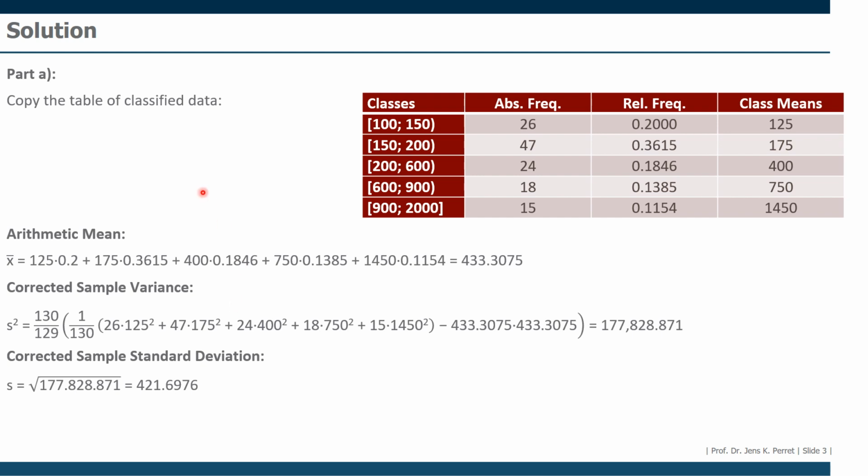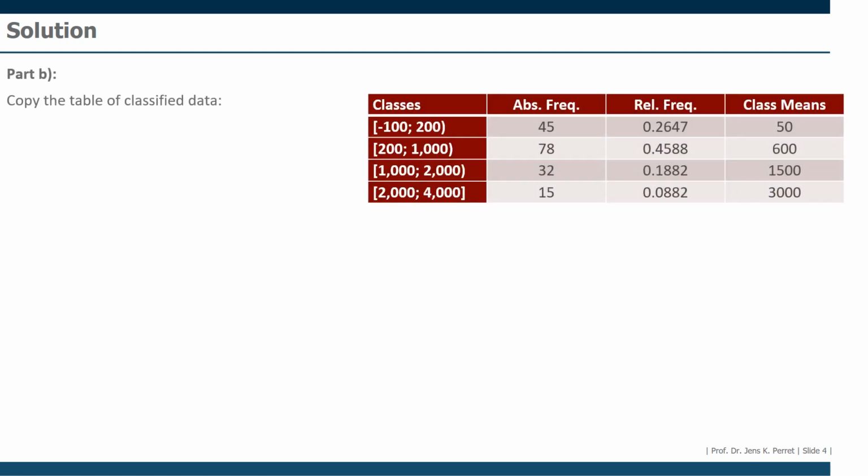And this already concludes this first part, this first data set. We got as an intermediate result the arithmetic mean, use this to get the sample variance and then the sample standard deviation. Now we're going to do exactly the same schematic for the second data set. So we're going to copy the same table from the exercise. We're calculating relative frequencies. We're going to calculate class means. And we're going to use them to calculate the arithmetic mean.